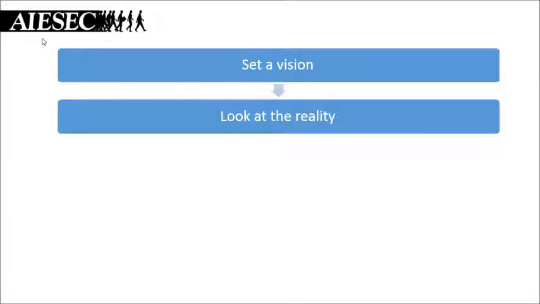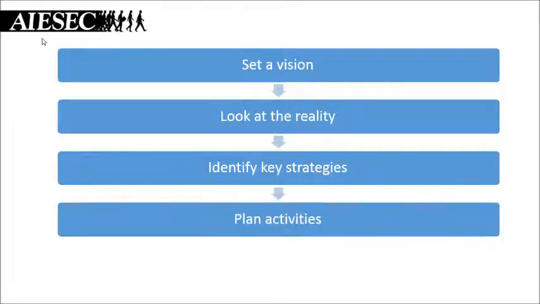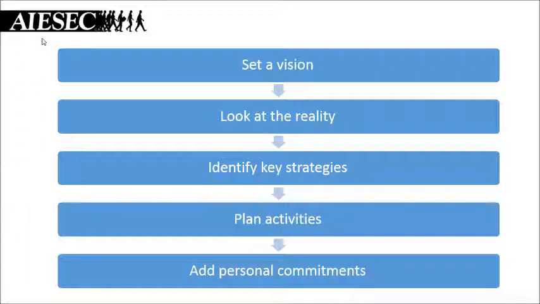Now we have a vision. How do we make this vision happen? The process in general looks like this. First, you set the vision, then you look at the reality. You identify key strategies, you plan the activities, and add personal commitments. The project plan is the plan that tells you how to cover the gap between the current reality and your vision for the event. Start with coming up what you want to achieve in detail.